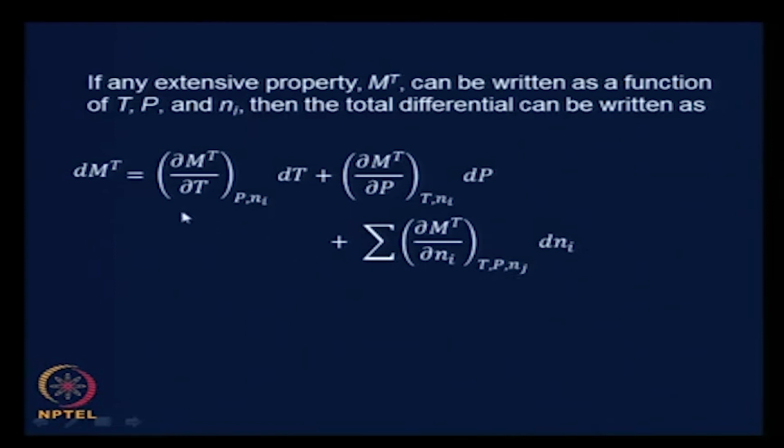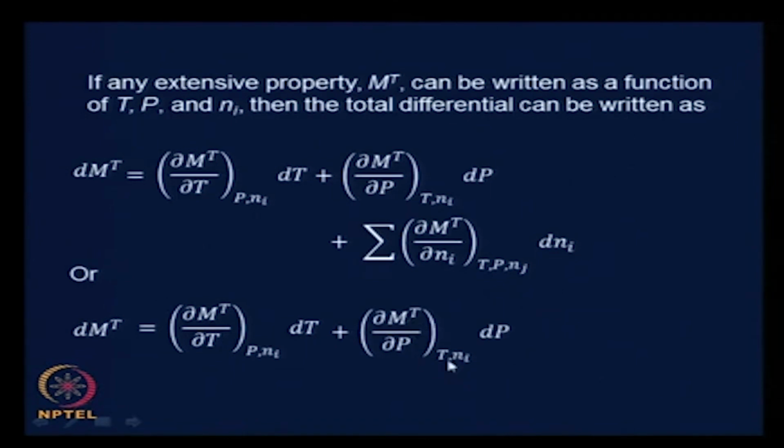Here we had taken Mt as a function of T, P and Ni. What is the last term? This is nothing but the partial molar property. Therefore, (∂Mt/∂T) at constant P, Ni dT, (∂Mt/∂P) at constant T, Ni dP plus the sum of the partial molar properties times the dNi for each species. That is the total differential here. We will call this equation 414.